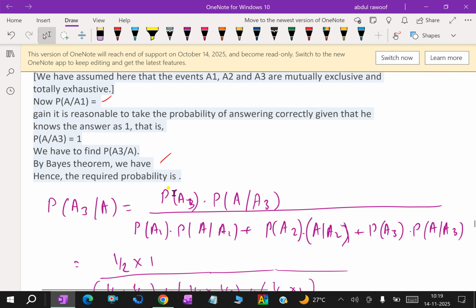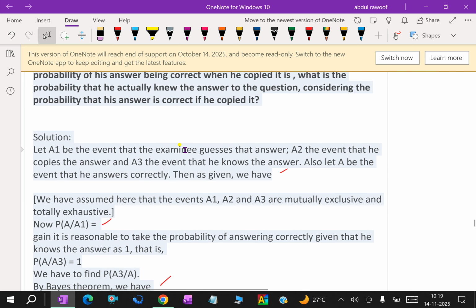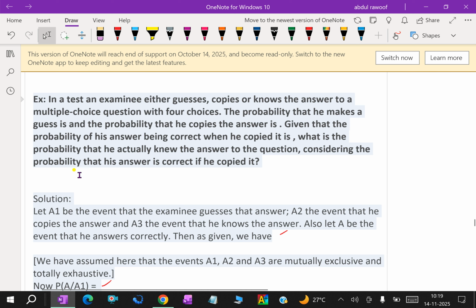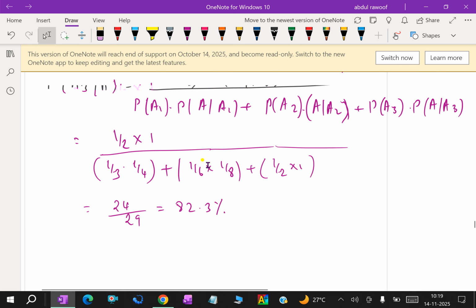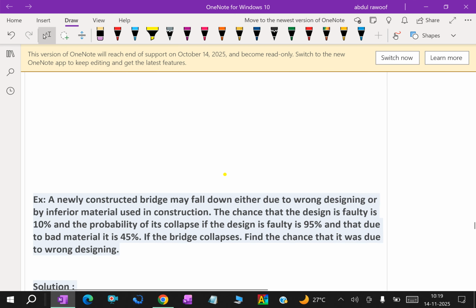And what is that? You have to find what? Look, considering the probability that his answer is correct, if he copied it, the chance is 82.3%. Next question.